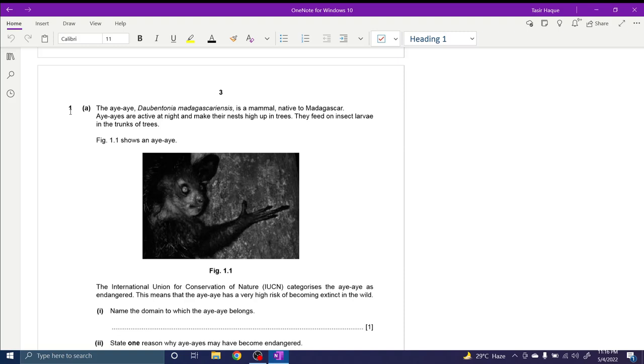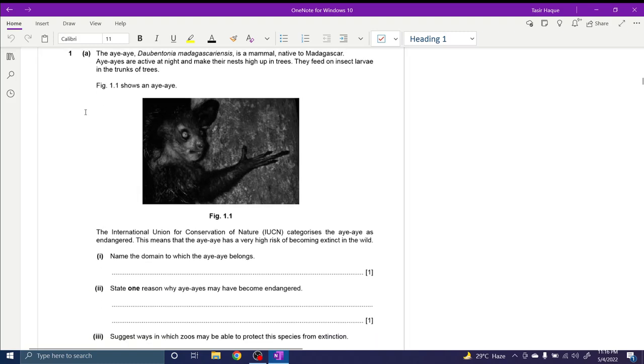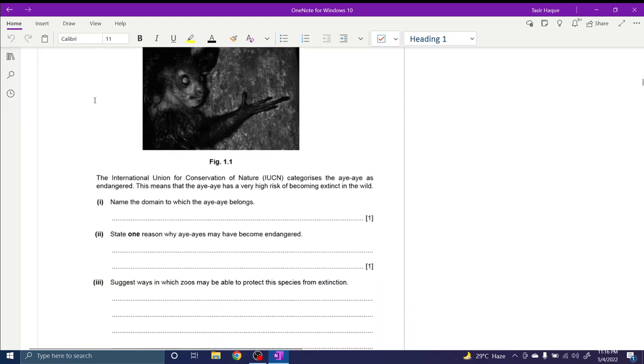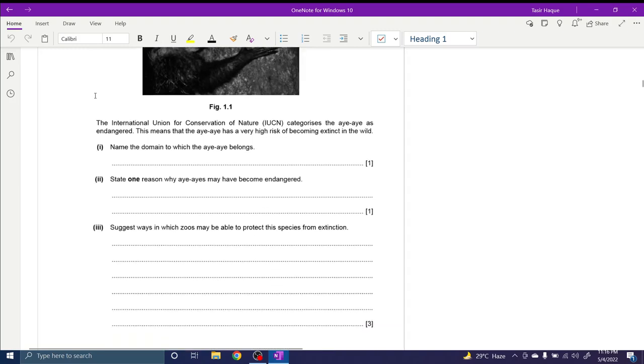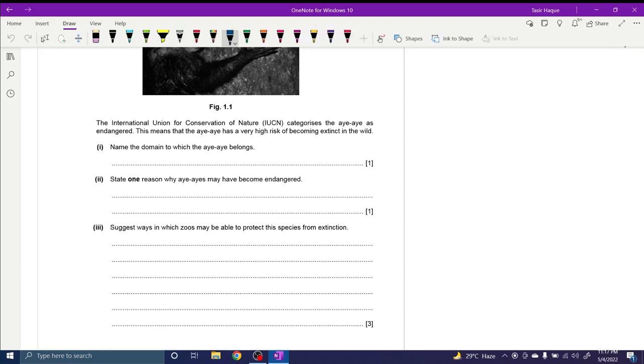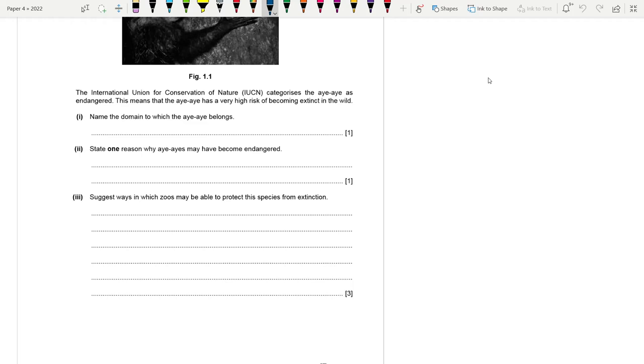The II is a mammal native to Madagascar. IIs are active at night and make their nests high up in trees. They feed on insect larvae in the trunks of trees. Figure 1.1 shows an II. The IUCN categorizes the II as endangered. This means that the II has a very high risk of becoming extinct in the wild. Name the domain to which the II belongs.